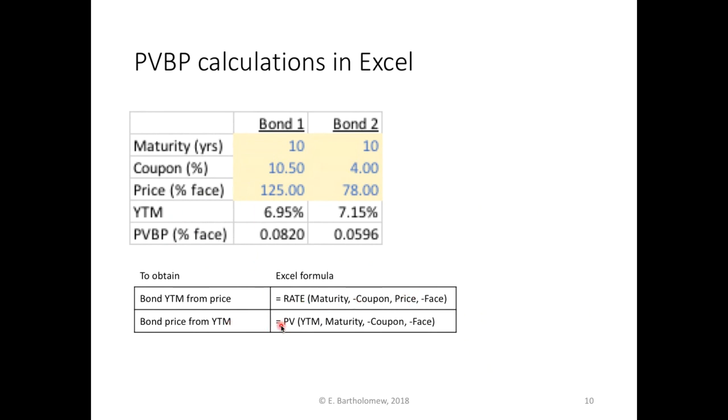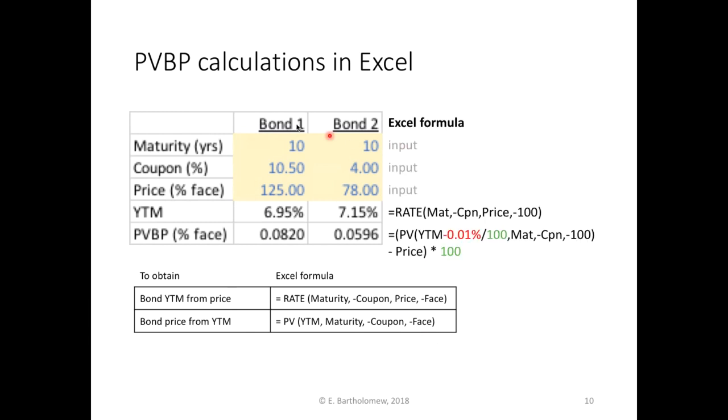And then the PV function works really like the PV on the calculator. So that would have the input of the YTM, the maturity, and then again, coupon and face, but being cognizant of the sign. And so if we had an Excel sheet that was set up like this with these as our inputs, 10, 10 and a half, and 125, 10, 4, and 78, those are the same two bonds we looked at with our calculator. We calculate the yield to maturity using this.